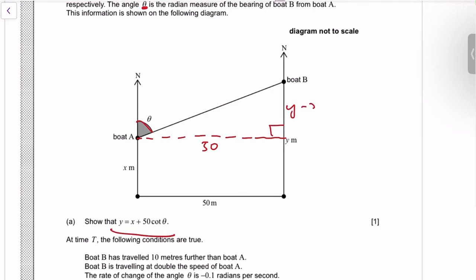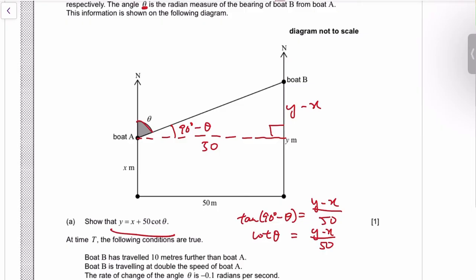So this is like y minus x, and this angle is like 90 minus theta. So we have tangent of 90 minus theta equals y over x over 50. But tangent of 90 minus theta is actually cotangent theta. If you don't know that, you can think: if this angle is 90 minus theta, then this is theta, right? Then tangent theta gives you 50 over y minus x.